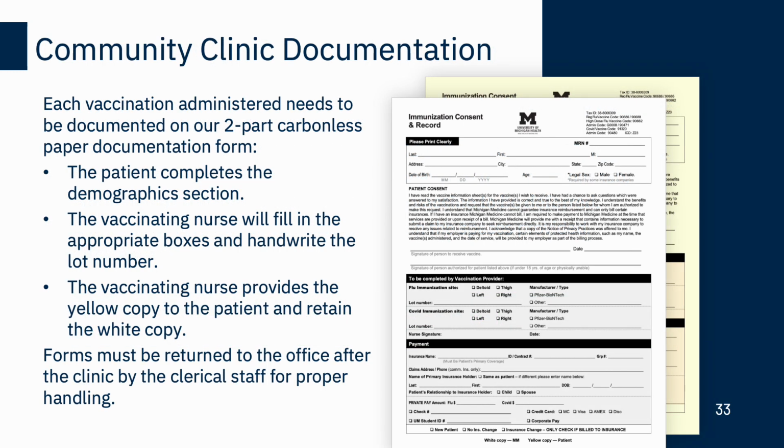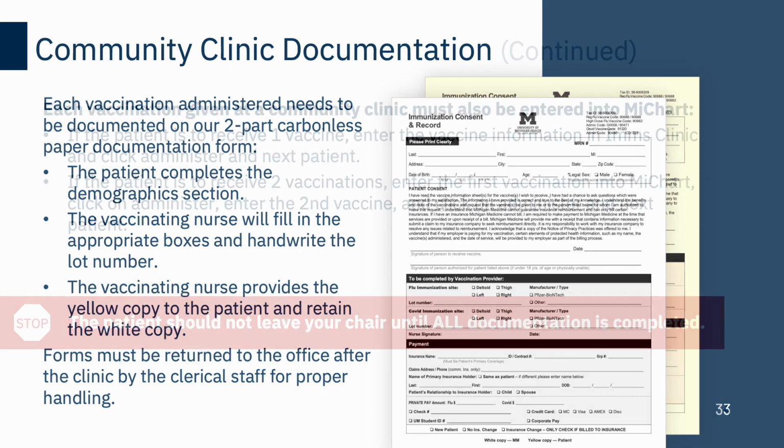Community Clinic Documentation. Each vaccination administered needs to be documented on our 2-part carbonless paper documentation form. The patient must complete the demographics section. The vaccinating nurse will check the appropriate boxes and write in the lot number. The vaccinating nurse will provide the yellow copy to the patient and retains the white copy. All completed forms must be returned to the office after the clinic by the clerical staff for proper handling.